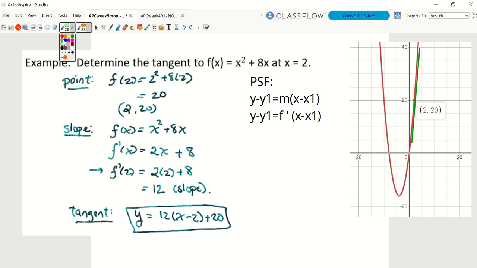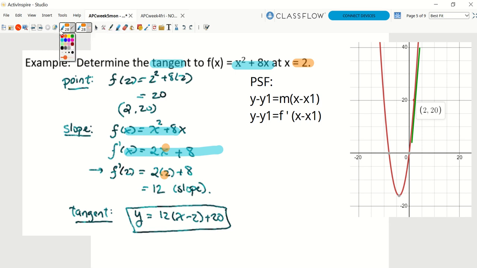Again, I see the word tangent here, so I'm going to do the derivative. And it's asking for the derivative at x equals 2. So I'm going to plug in 2 for the x and get a slope of 12. So we have a function x squared plus 8x in red right here, and we want to first find the slope, which is the slope of this green line. We find that out to be 12.